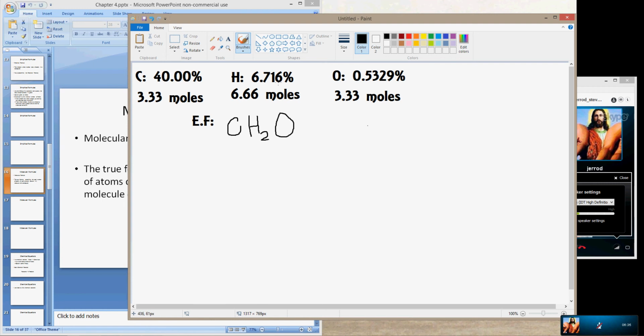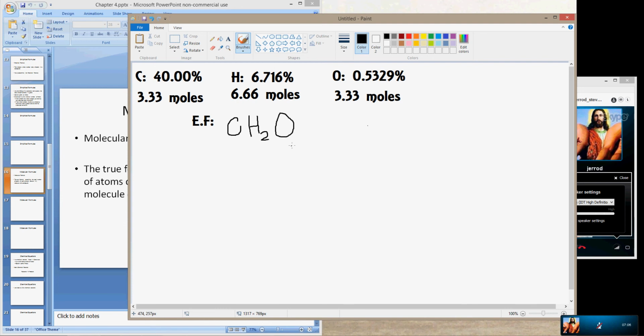So, 40 grams, convert to moles. 6.716 grams into moles, 0.5329 into moles, and then you write the empirical formula. But then you see how we simplified it? It's CH2O, because if it was C3H6O3, you can divide it all by 3, and then you'll get CH2O.